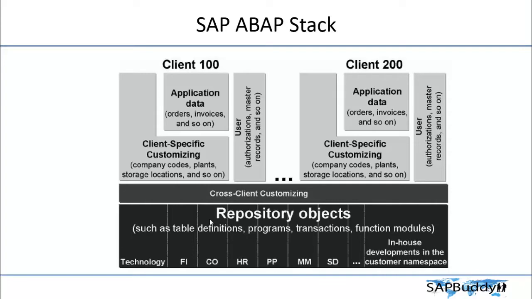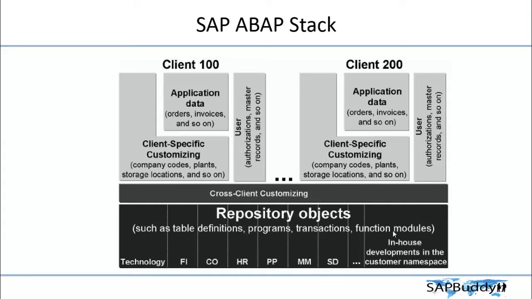So as soon as you create the additional field, then that additional field will be available in all clients. So that's a table definition. You are changing the table definition. Then transaction. Transaction is nothing but the transaction codes which will be used to execute a program.